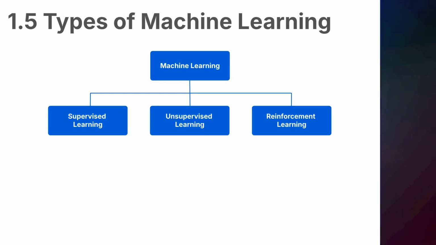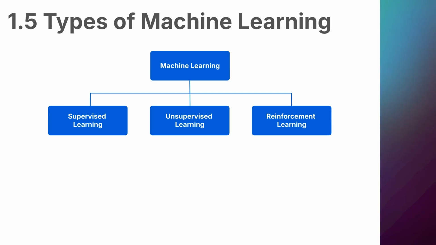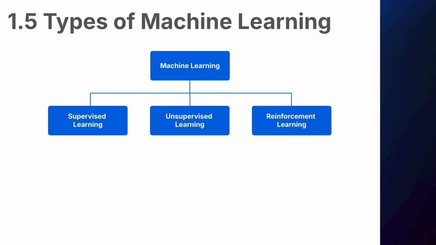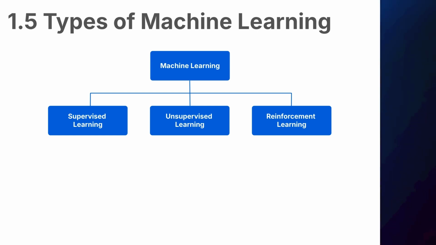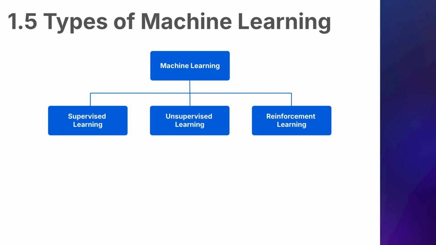5. Types of machine learning. Machine learning is mainly divided into 3 types depending on how the model learns from data. First, supervised learning. In supervised learning, the data comes with labels, which means the correct answers. The model learns from these labeled examples and tries to predict the correct output for new and unseen data.